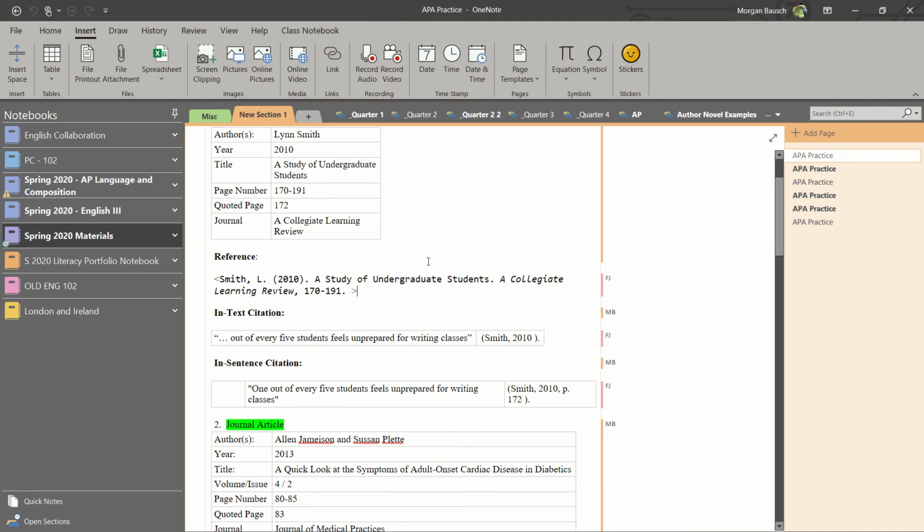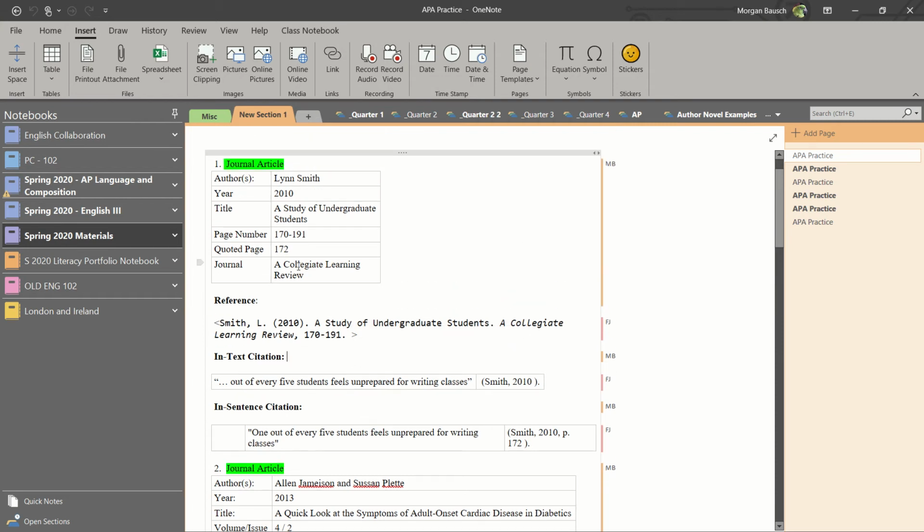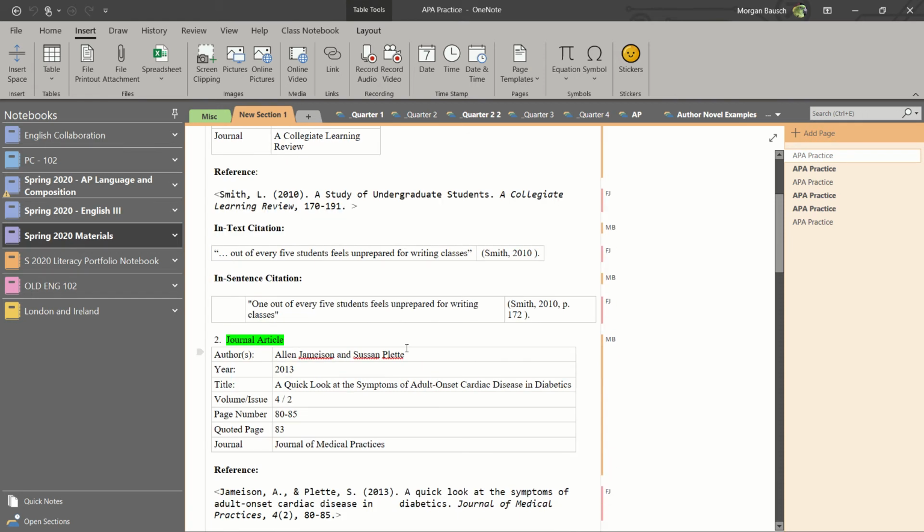But that's okay. So here we do know it is APA because at the very beginning you have a last name, and the first name has been removed, only the first letter is there. Afterwards you have a year, 2010. You have the article title, a study of undergraduate students. You have the publication, and then you have the page number or numbers. There is a quoted page here. If you chose to use the quoted page or the whole range, that's fine. We'll take a look at what you did.